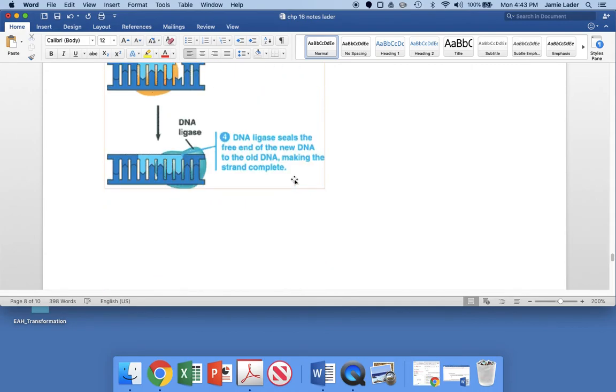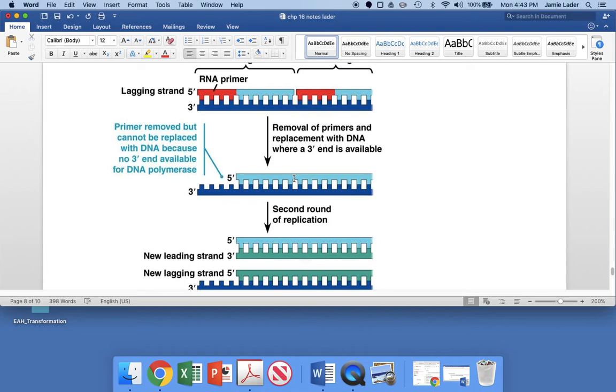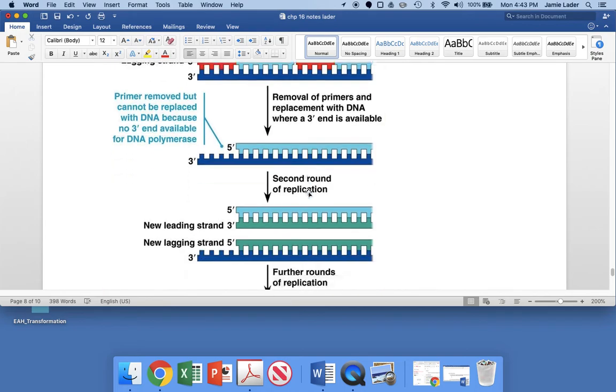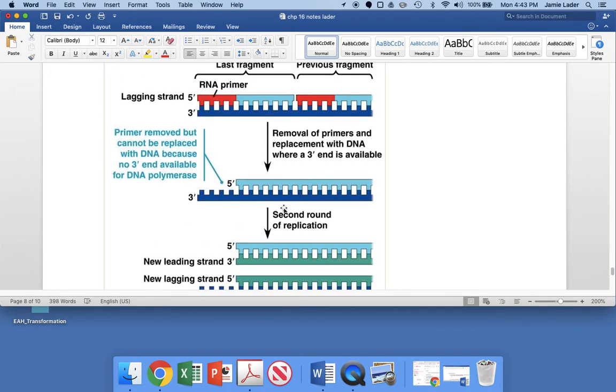Last thing are telomeres. Telomeres are going to be the end of a chromosome. And what happens is, as you get older, with each replication, your chromosomes get shorter and shorter and shorter. They used to think that this caused aging. So this is kind of showing you what's happening. This is what we're looking at with the telomere.